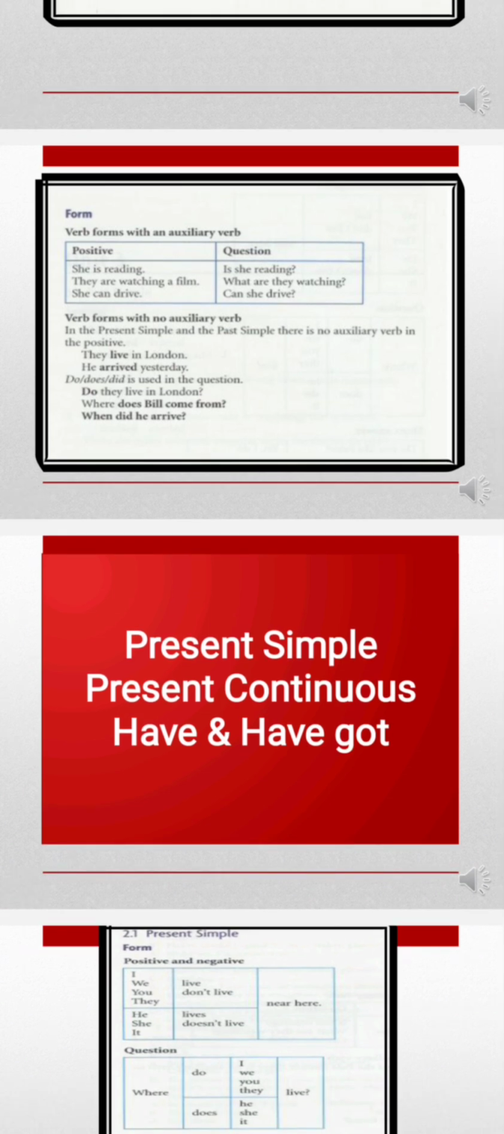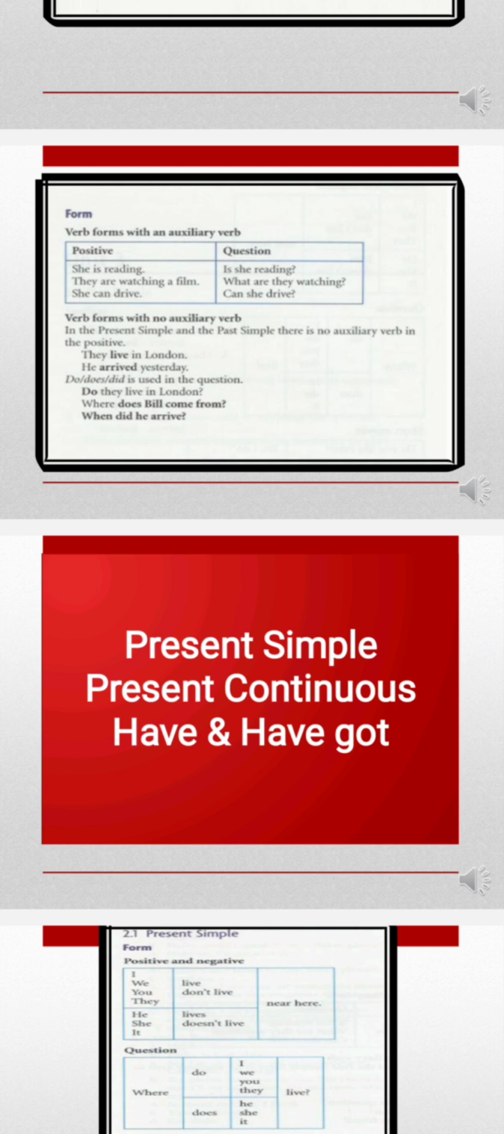Form. Verb. In positive, for example, she is reading. In a question, is she reading? In positive, they are watching a film. In a question, what are they watching? In positive, they can't drive. In a question, can she drive?